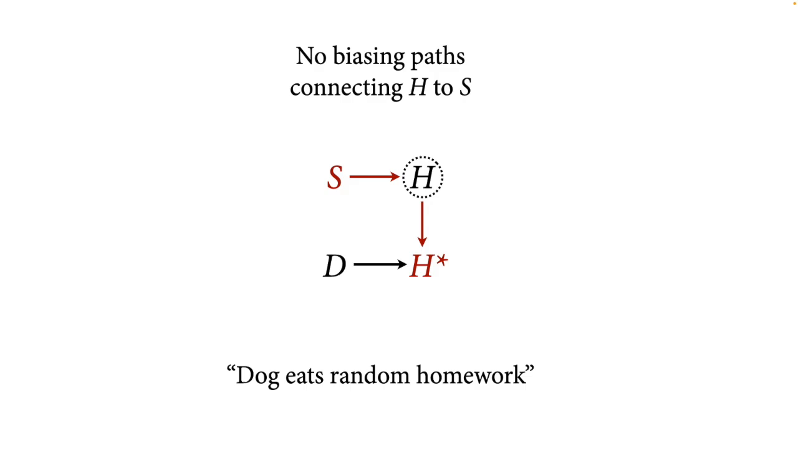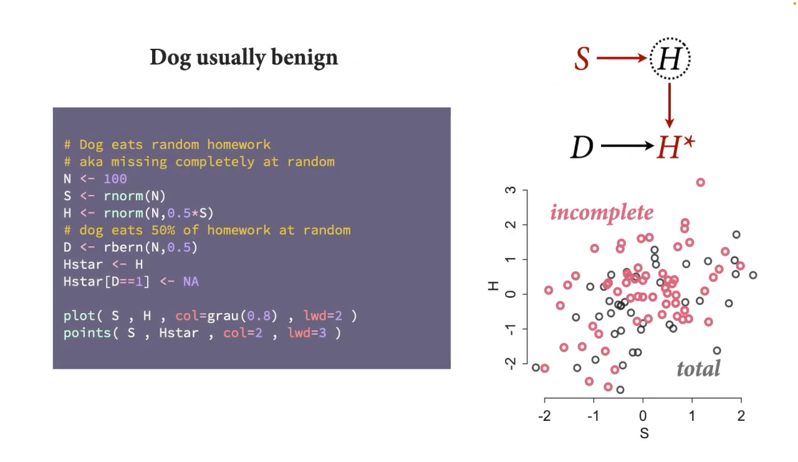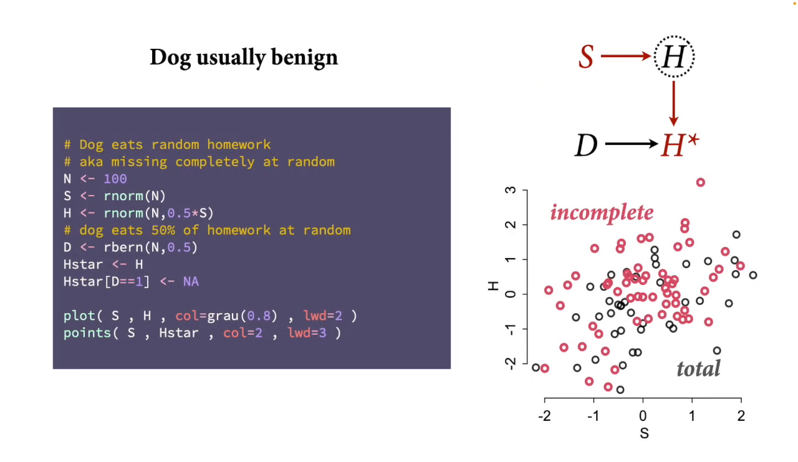But in this case, there's not, because the dog is just like a competing cause. It eats homework at random. It's not influenced by the student's ability. And we don't expect a bias in most cases in this circumstance. So we say that the dog, the random dog, is usually benign. I do say usually because in particular measurements, sometimes even randomness can be bad.